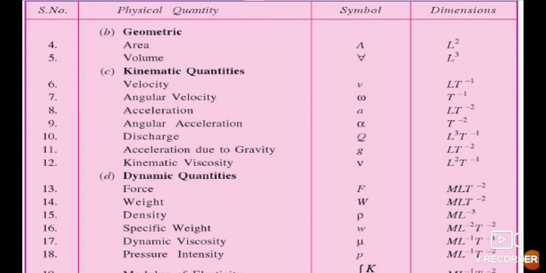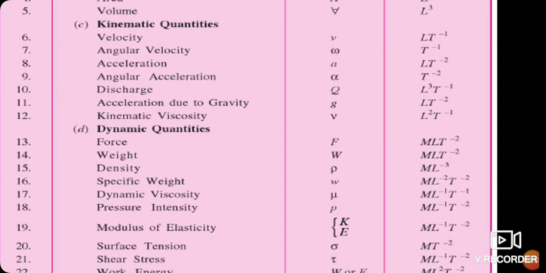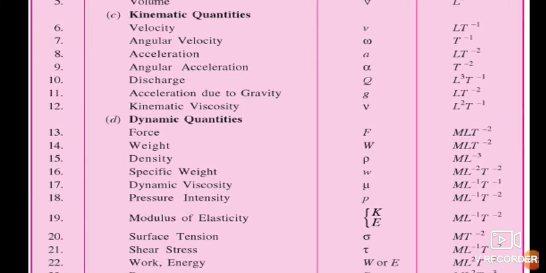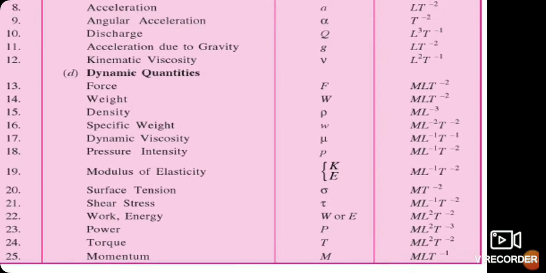Kinematic viscosity, nu, is meter square per second, so it will become L square T raised to minus 1. So all these secondary quantities we have to express in terms of fundamental quantities. These were the kinematic quantities. Then there are dynamic quantities.